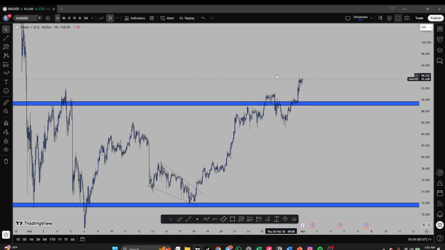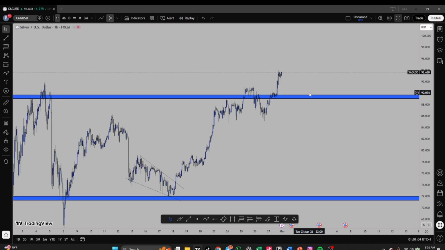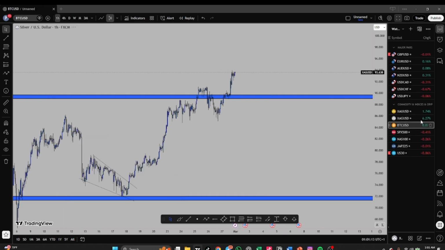So now we have to wait for price to retrace. Maybe we can have some kind of a flag, or this candlestick pattern might repeat again, and we can still enter a trade setup.